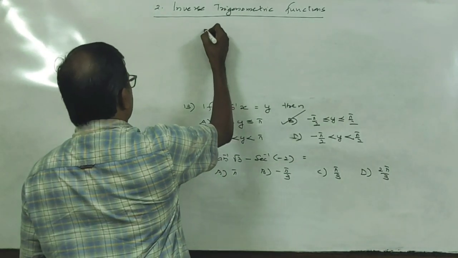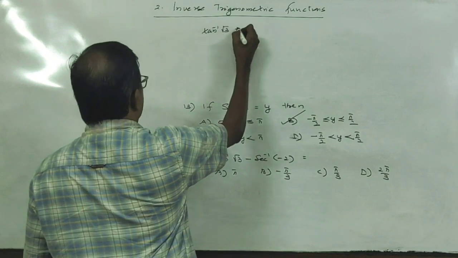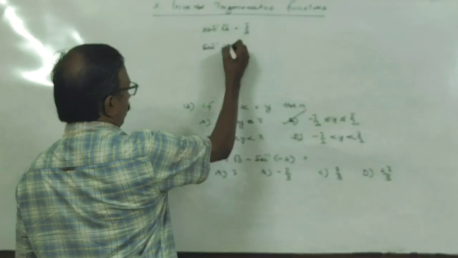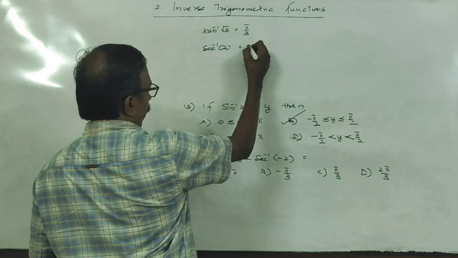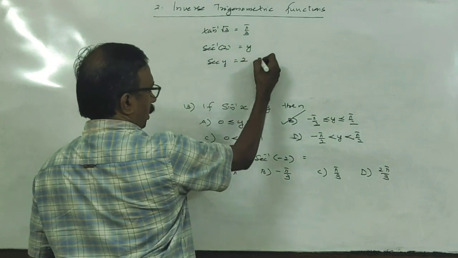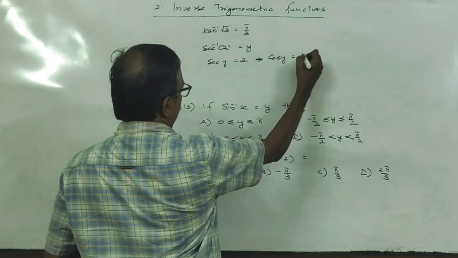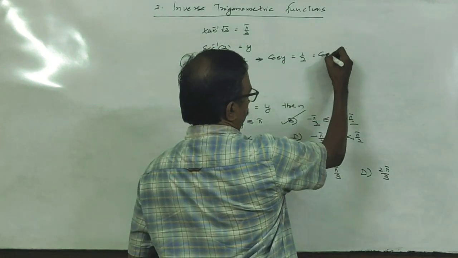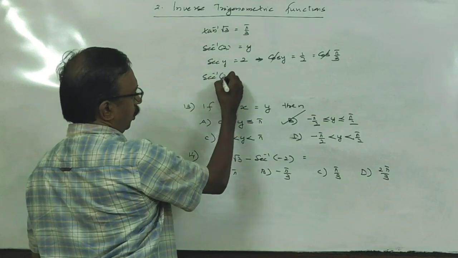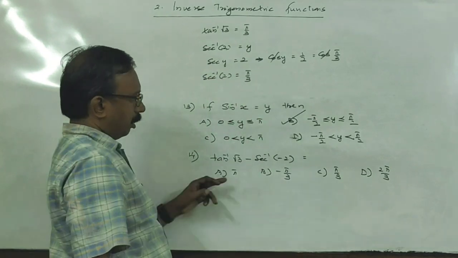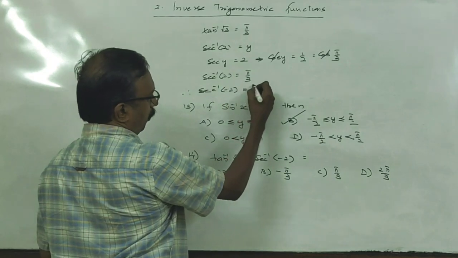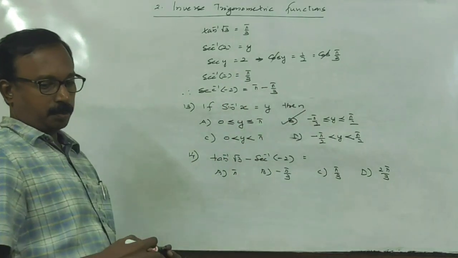Tan inverse root 3 is pi by 3. Tan 60 is root 3. Sec inverse 2 is equal to y. Therefore, sec y is equal to 2. Sec y is same as cos y is equal to 1 by 2. That is cos pi by 3. So sec inverse 2 is equal to pi by 3, but we need sec inverse minus 2, therefore sec inverse minus 2 is equal to pi minus pi by 3, isn't it?